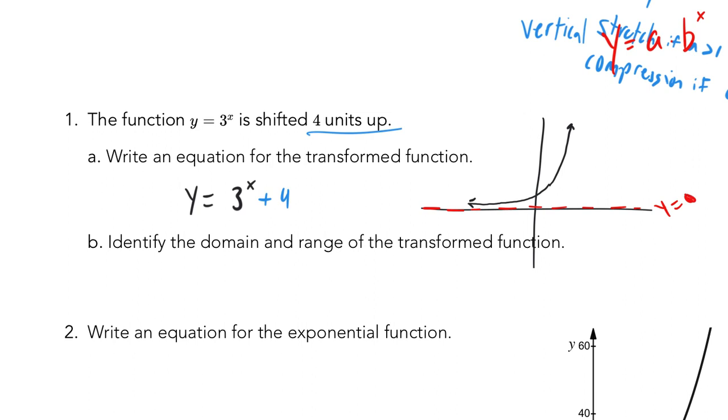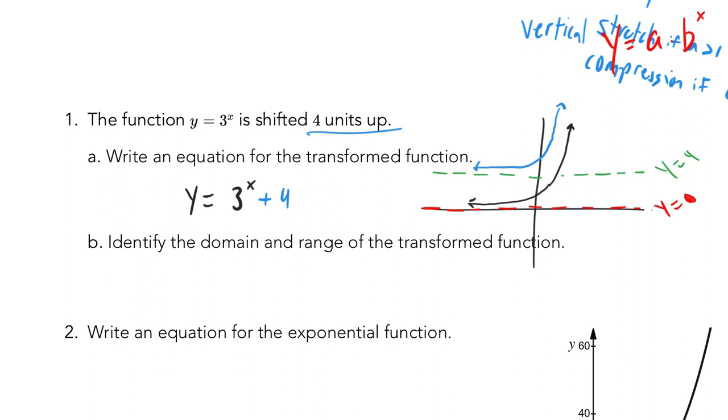Then we go to this transformed function, which is being shifted 4 units up. And so it takes that asymptote and shifts it to y equals 4. And then the graph would look something like this. Same shape, everything else, same steepness and all that. Just would go like that.